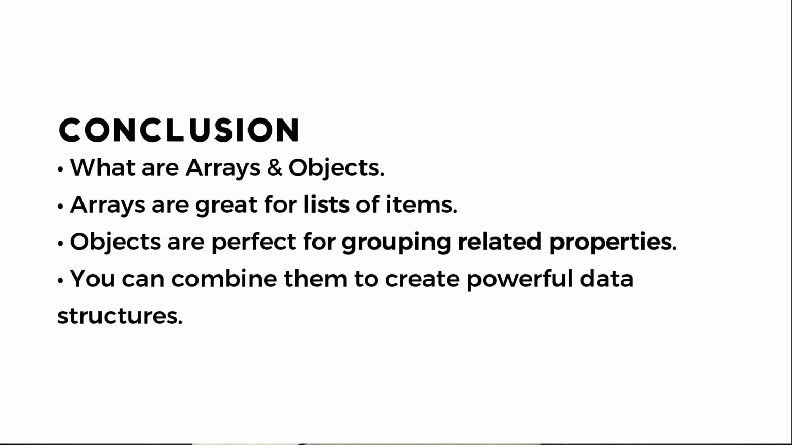In conclusion, we have learned what arrays are and what objects are. We have also learned that arrays are great for lists of items, while objects are perfect for grouping related properties, and you can combine them to create powerful data structures.